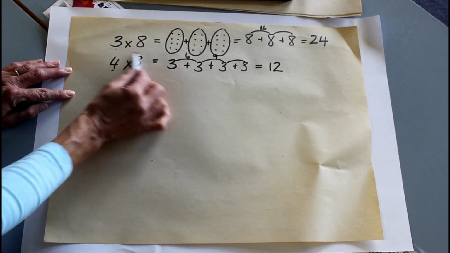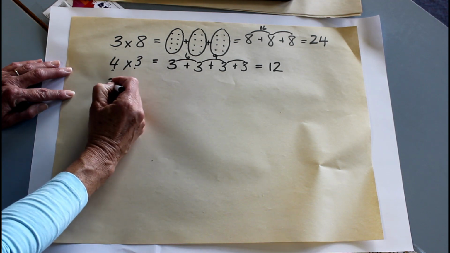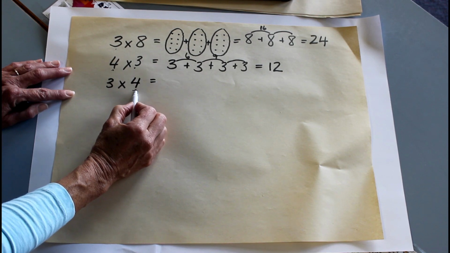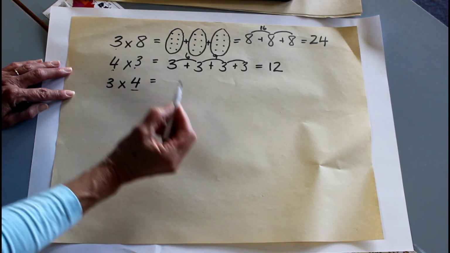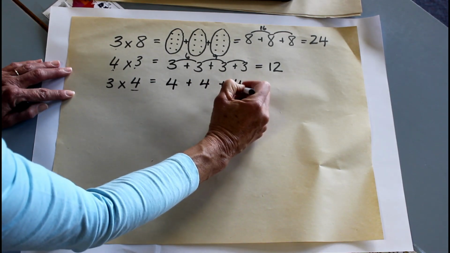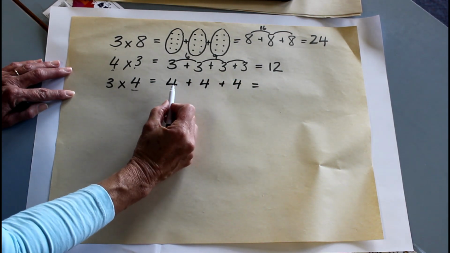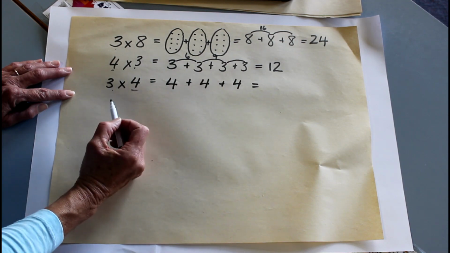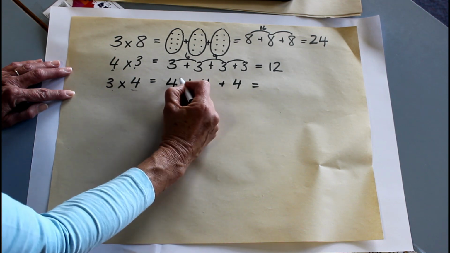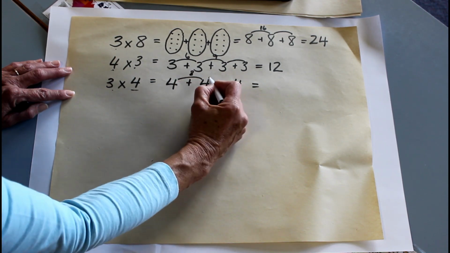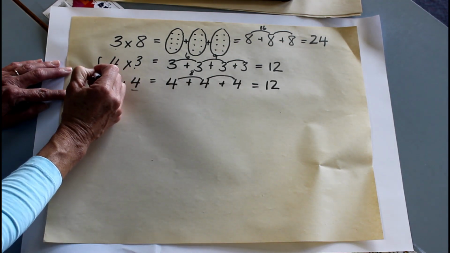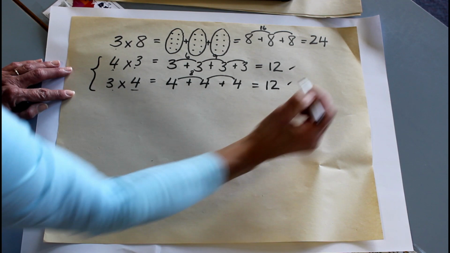With this sum, if I did the turnaround and I did 3 times 4, this is how it would look. I'm now focused on the 4. I've got to write the 4 three times. So here we go. 4 plus 4 plus 4 equals. I've got 4 written 3 times. So I'm going to add 4 plus 4 plus 4 to get the answer. If I did 4 plus 4, it would be 8. And 8 plus 4 is 12. And because this is the turnaround, they have the same answer.